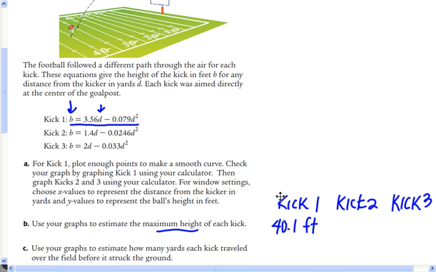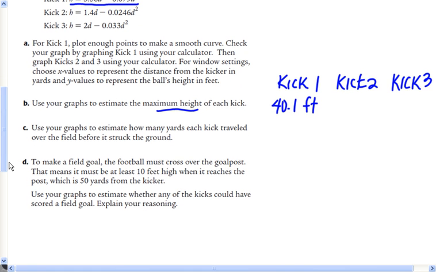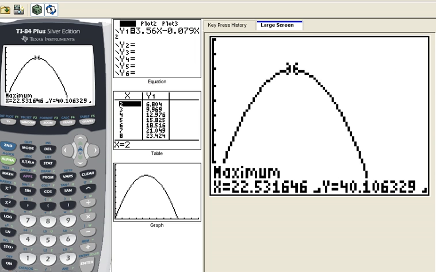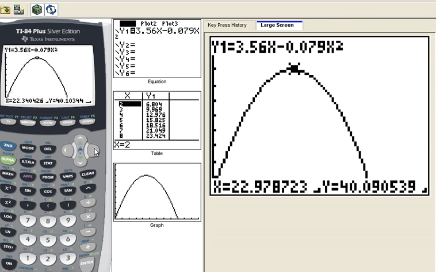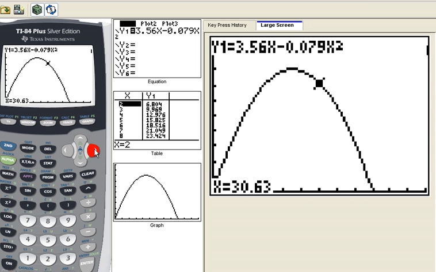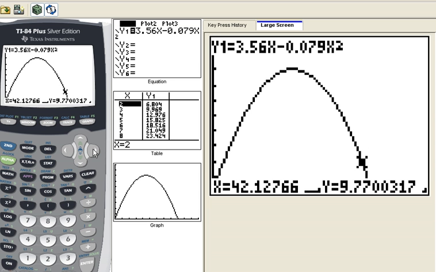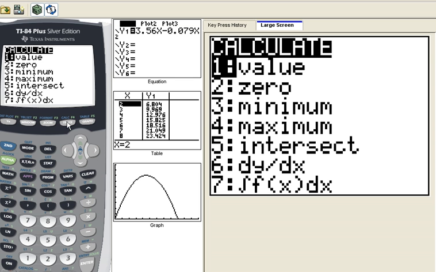All right? Then we're going to use our graph to estimate how many yards each kick traveled over the field before it struck the ground. So I'm going to go back here. Now, what I'm talking about there is when the height of the ball is 0, that's when it lands, which is down close to the x-axis. So I'm going to use another function to find that. And you can see from this that x is 43 right now, so it's somewhere between 40 and 50. But there's another function we can use here. Once we trace, we can go second trace. And here I want to use the number 2, which is the 0.